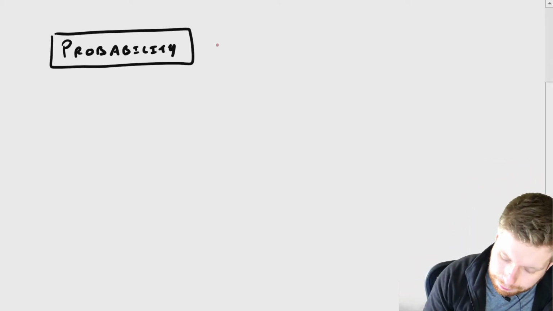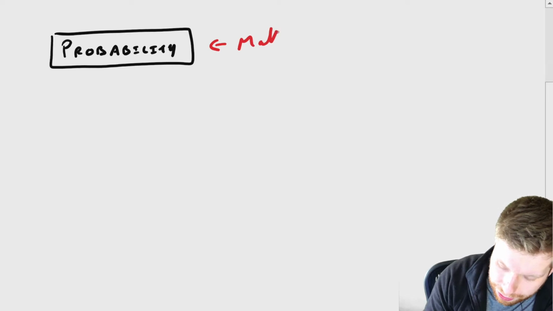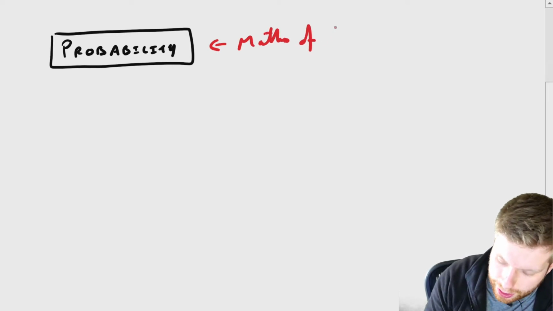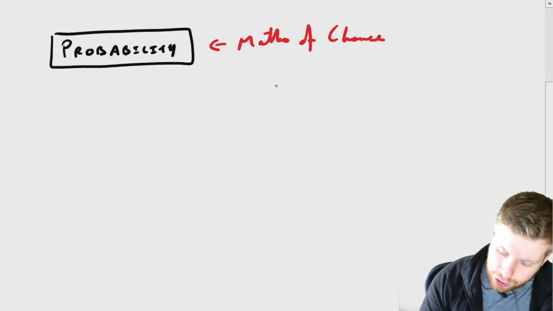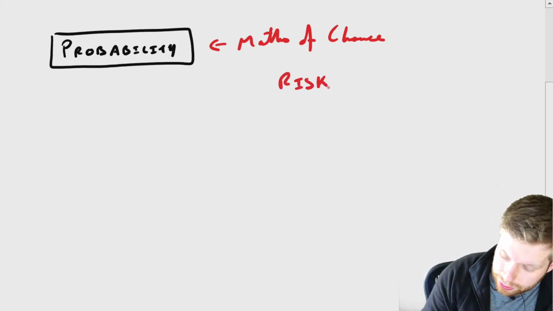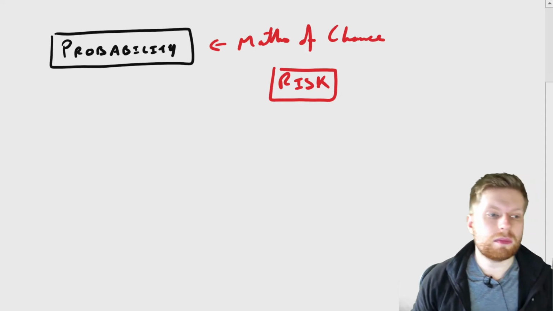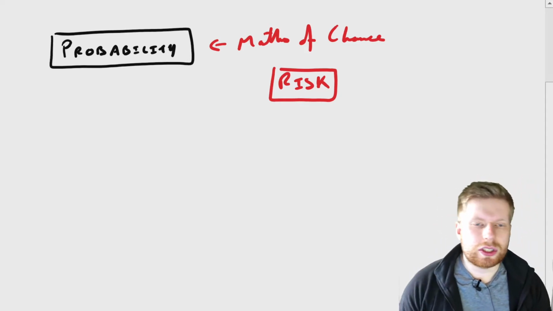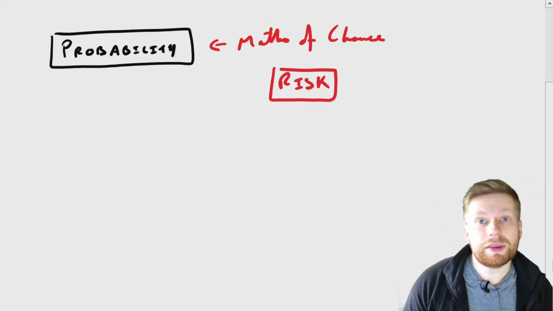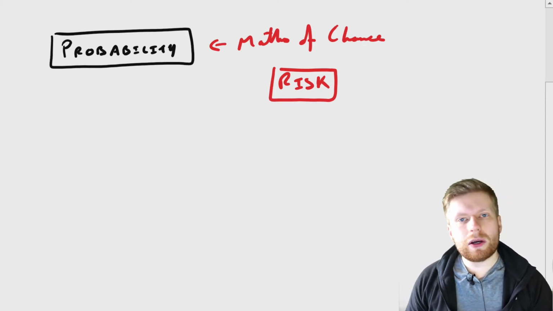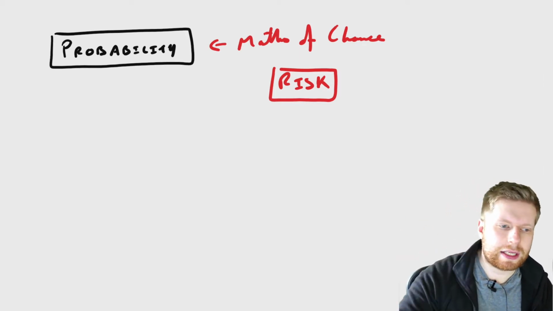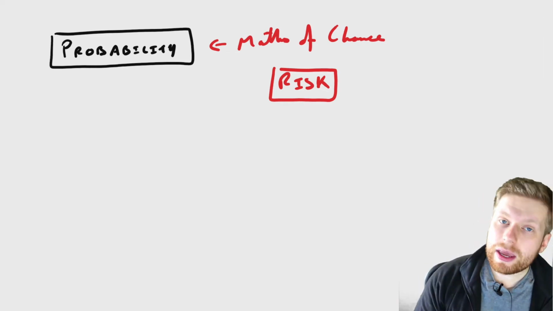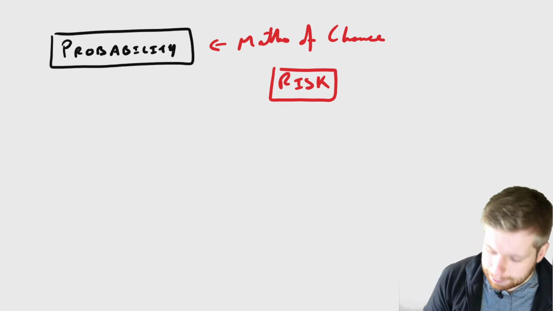So probability is all about the maths of chance. Okay, probability is really useful in everyday life. It's all to do with calculating risk. Okay, so making decisions, we use risk to determine whether we should do a particular thing or not. So probability helps us work out the maths of chance, how to work out the chances or risk of things happening. Now, the theoretical way of calculating a probability.